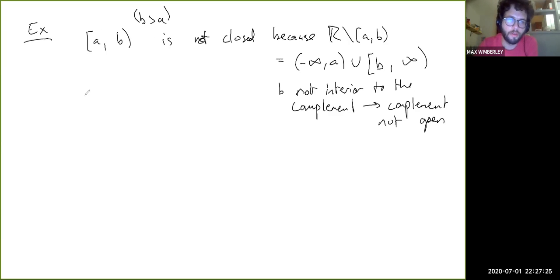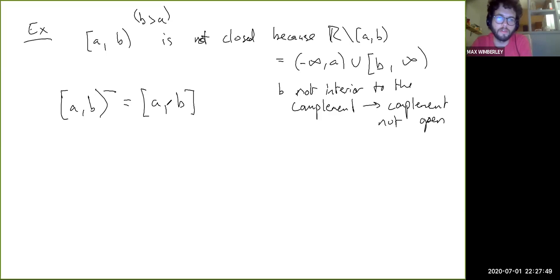Okay, so now let's talk about the closure, right? So the closure is going to be, surprise, surprise, the closed interval from A to B. And I'm not going to prove that right now because it's a little bit tedious using the definition that we have. Once we state some of the properties of closed sets and closures, it'll be easier to see why this is the case.